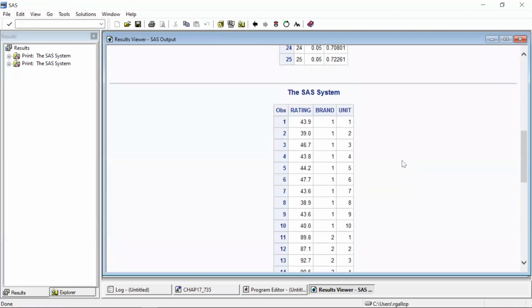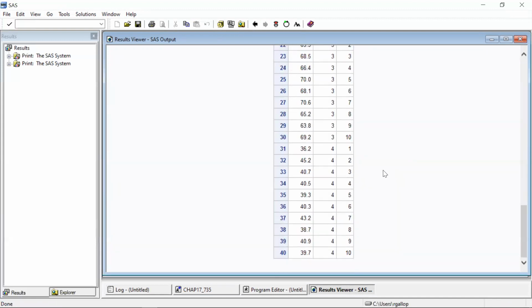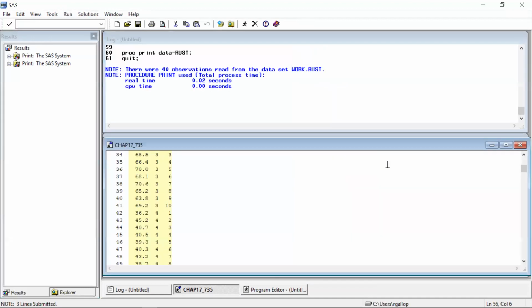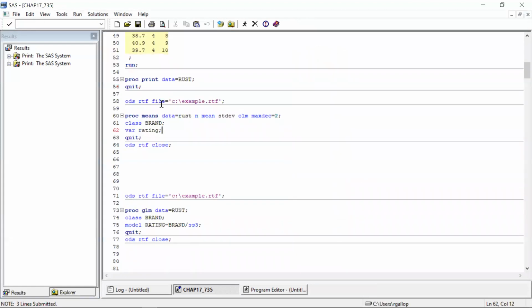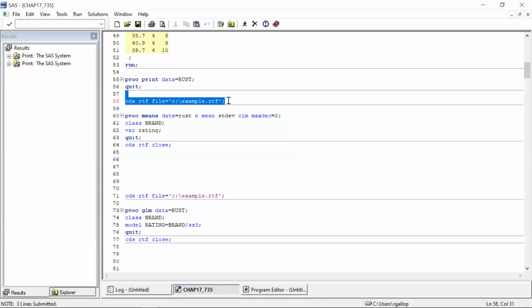So that creates my printout. So there's the 40 data values. From here, I could use line 60 to 61. And again, if I want to send the data set to an RTF file, which is a rich text file, which opens up in Word, I can use this ODS command, which you guys were exposed to in 5.11.